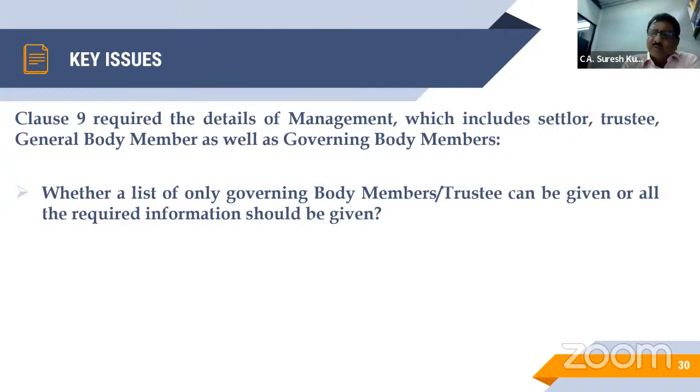Manoj, whether in the audit observation we can write that, because of the numerous number of general body members, only the list of governing body members has been given, because in certain cases the general body consists of huge numbers and it is not possible to mention all the details. So what I am suggesting is, let this decision be taken by the management of the organization, not the auditor.